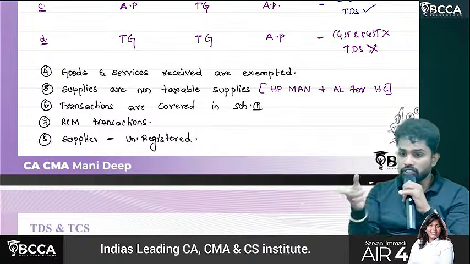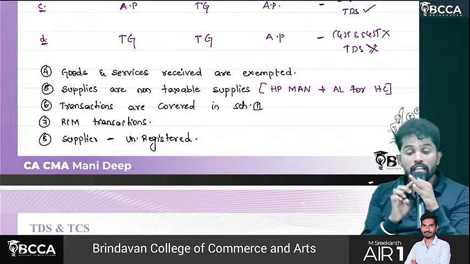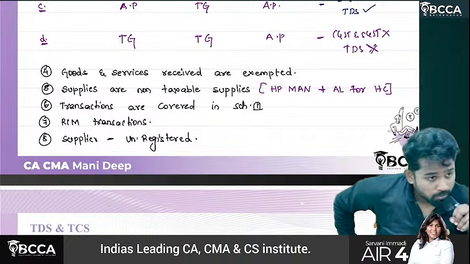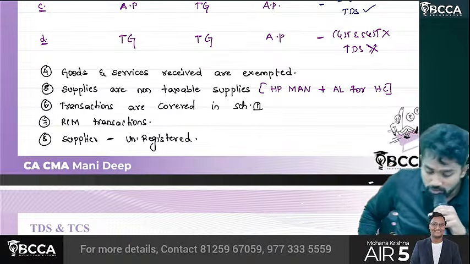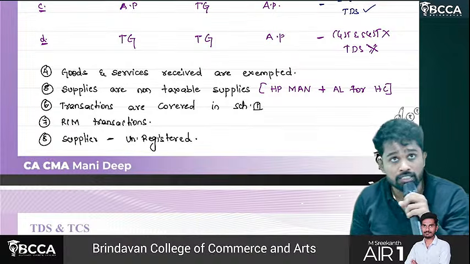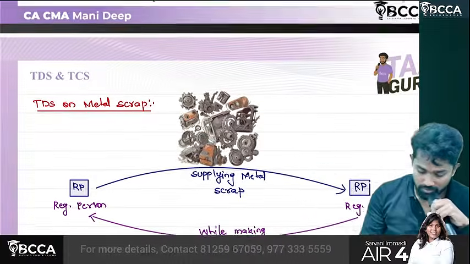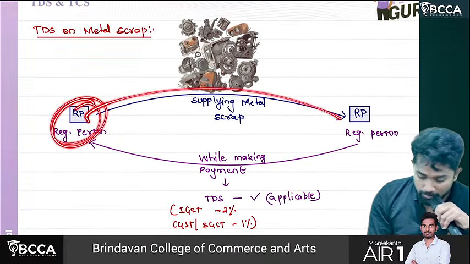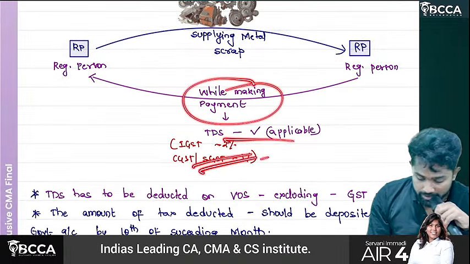PSU to PSU, among the government departments and authorities only. Second, LOS, POS in one state, whereas LOR is in a different state. Fourth, exempted supplies, non-taxable supplies, then Schedule 3 transactions, RCM transactions, and where the supplier is unregistered. Then TDS on metal scrap, where a registered person supplying metal scrap to a registered person, while making payment, TDS has to be deducted. Okay.